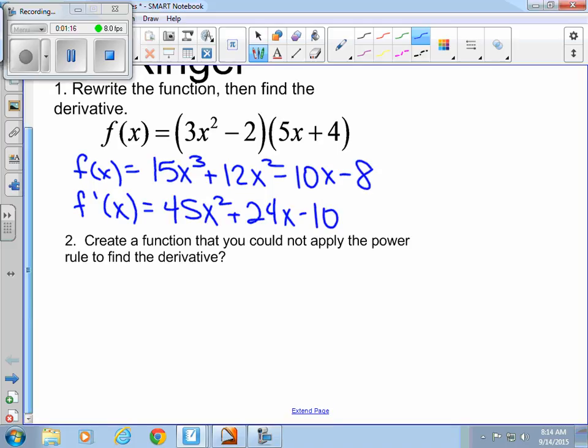Create a function that you could not apply the power rule upon for a derivative. And there could be a lot of answers to this. Did anyone come up with anything? There's a lot of functions we haven't touched yet, right? Like? Okay, multiplication and division. Now, the ones that were on last night's homework, we could multiply out.